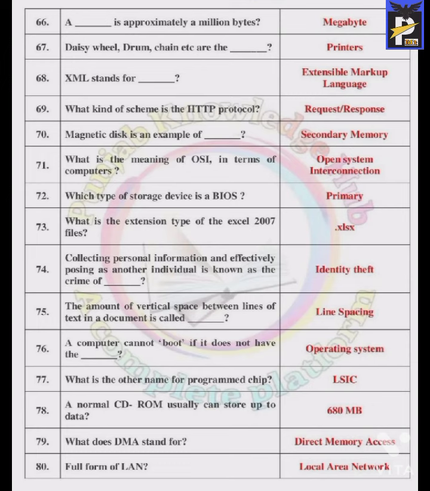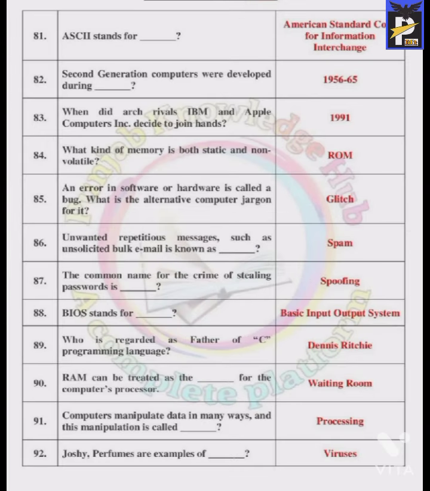What does DMA stand for? Direct memory access. Full form of LAN? Local area network. ASCII stands for? American Standard Code for Information Interchange. Second-generation computers were developed during? 1956 to 1965. When did arch rivals IBM and Apple Computers Incorporated decide to join hands? 1991.